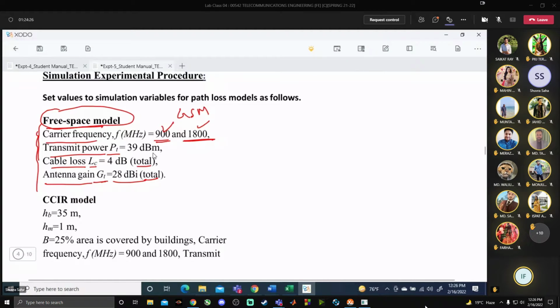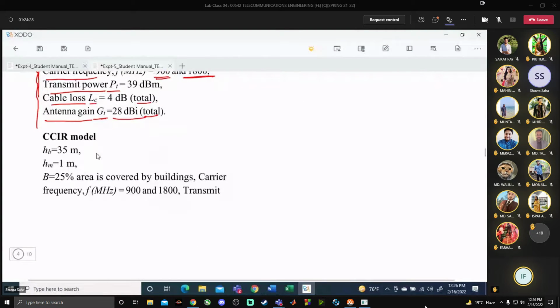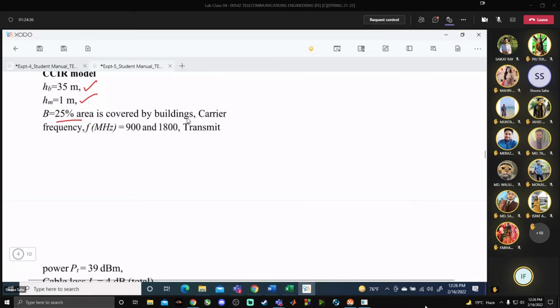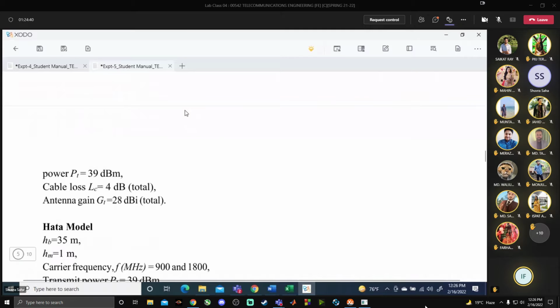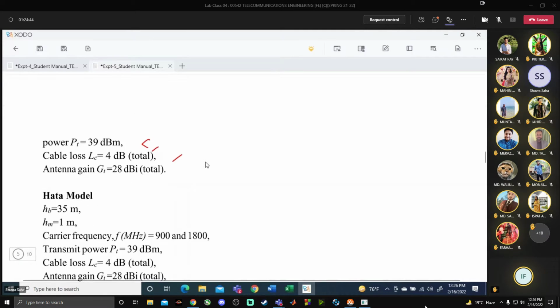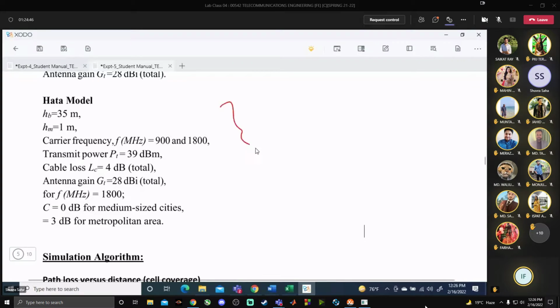For CCIR model, you are given the base station antenna height, mobile station antenna height, and how much area is covered by the buildings, and transmission frequency is also given. Transmission power, cable loss, all these are given. So these are the parameters for CCIR, and for HATA model, you are given these things. Okay. And the correction factor for high frequencies is also given.